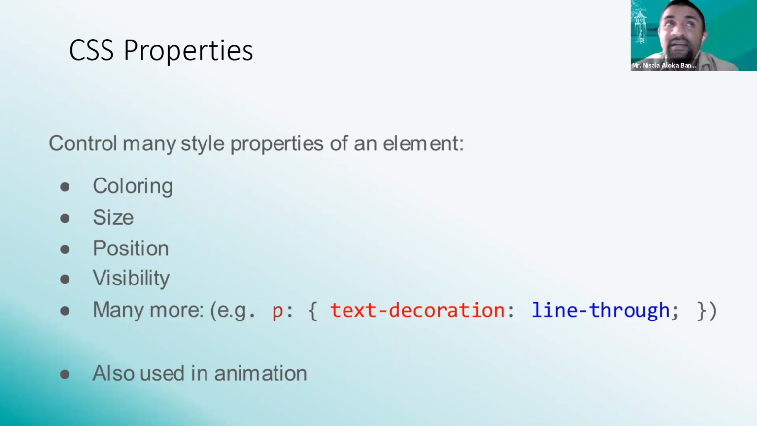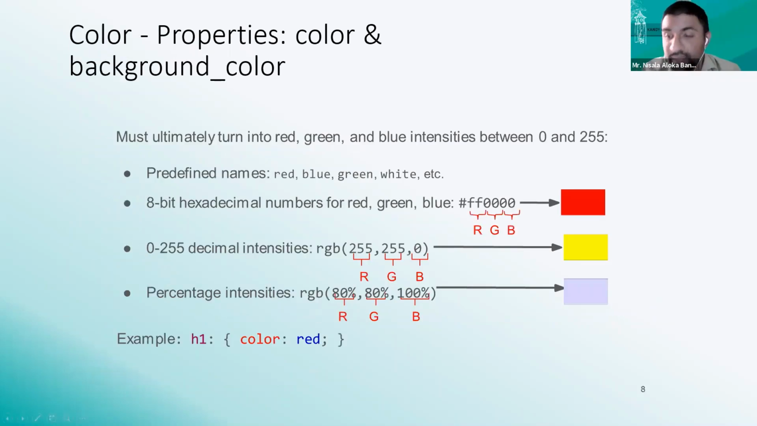We can use CSS primarily for coloring, setting sizes, and positioning components inside the web canvas, and controlling visibility. There are much more, but these are the basic things that we should learn. CSS can also be used for animation as well.